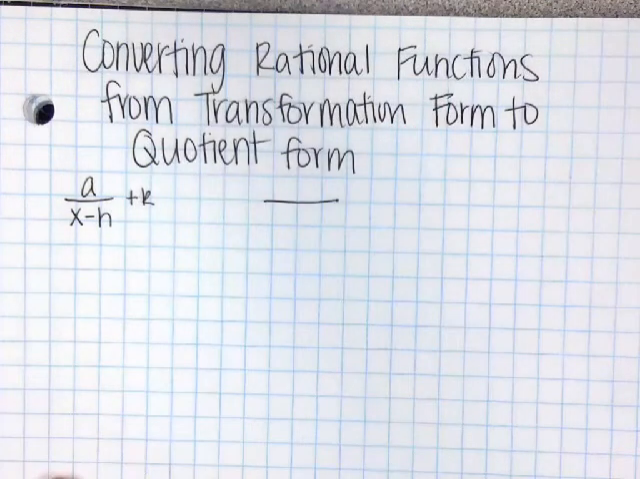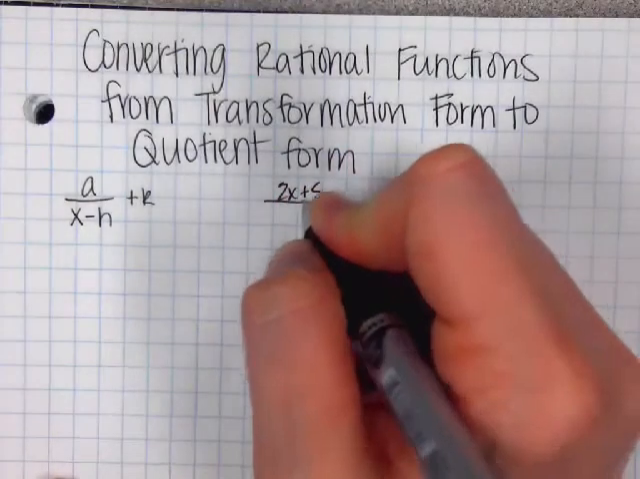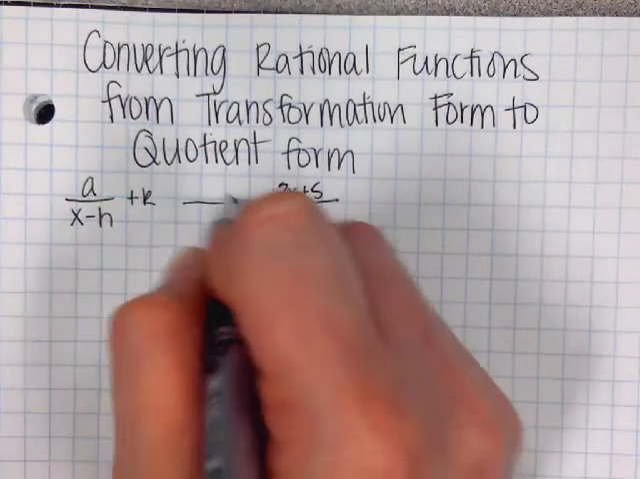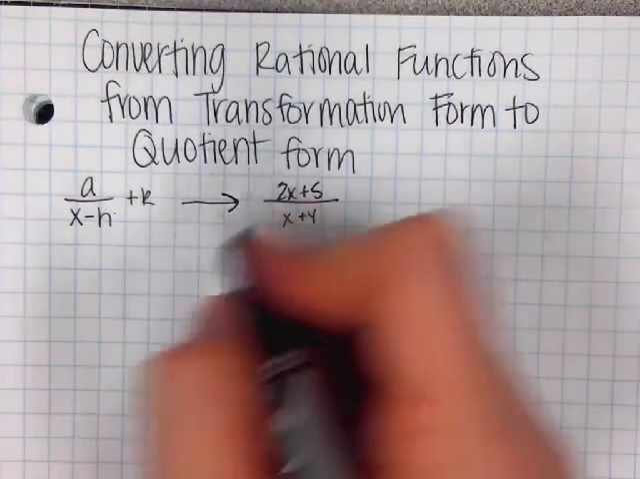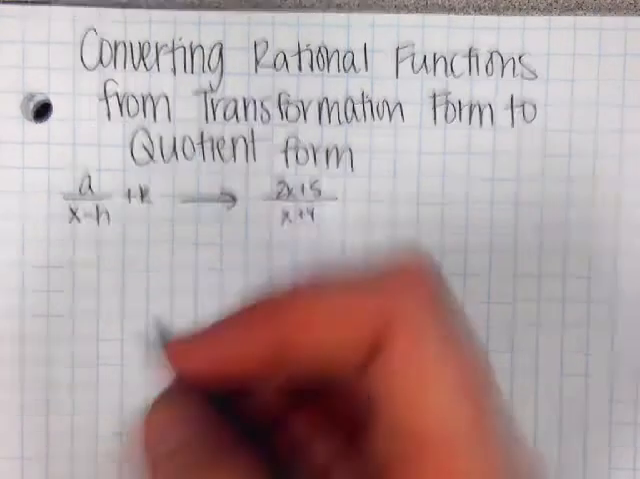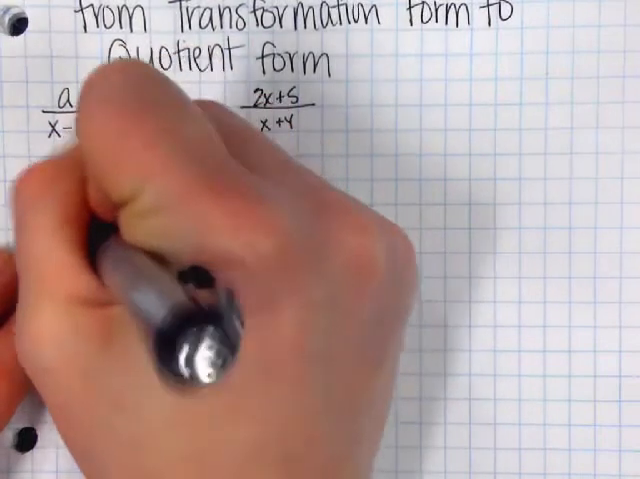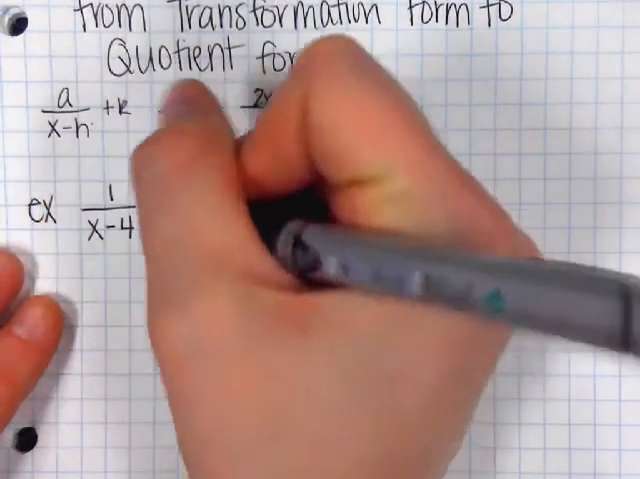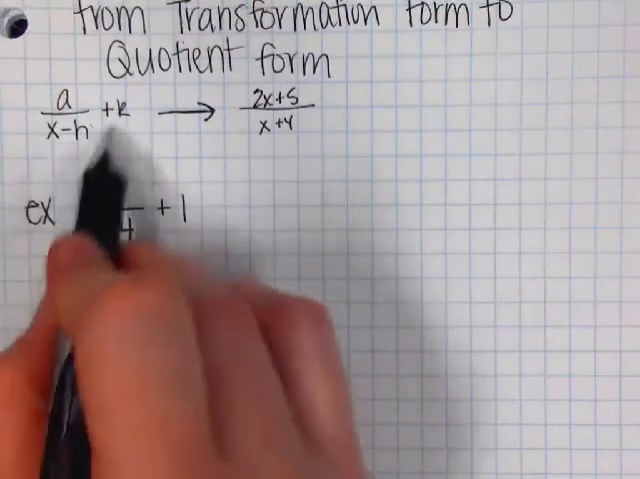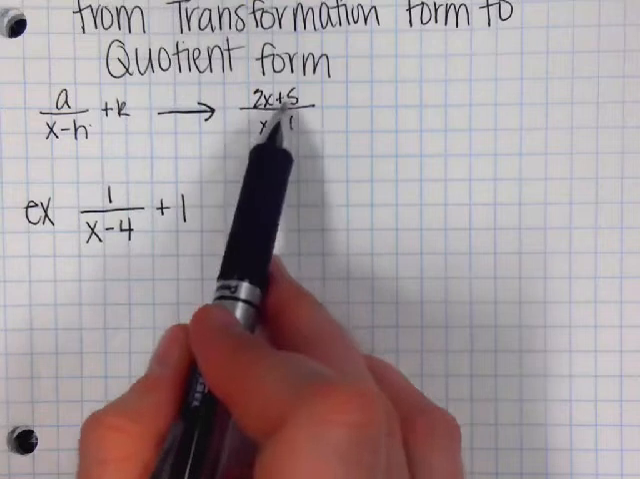It could be like 2x plus 5 over x plus 4. So we're going to convert from this to this, and then there'll be a second video where we go backwards. The first example is if we have 1 over x minus 4 plus 1. We're converting from this form with a, h, and k to this form where it's all dividing.